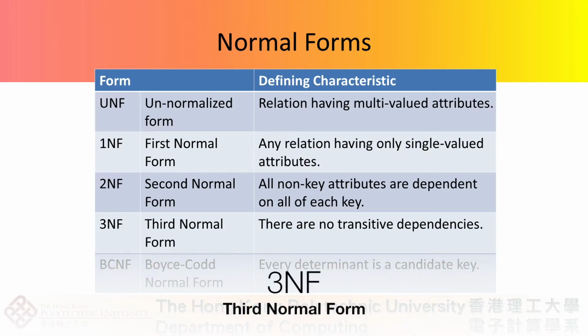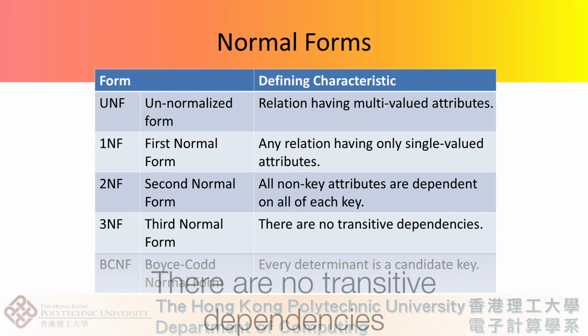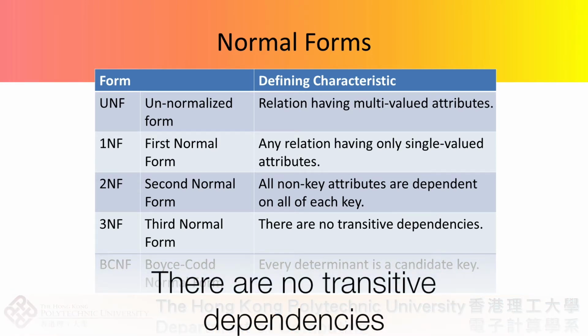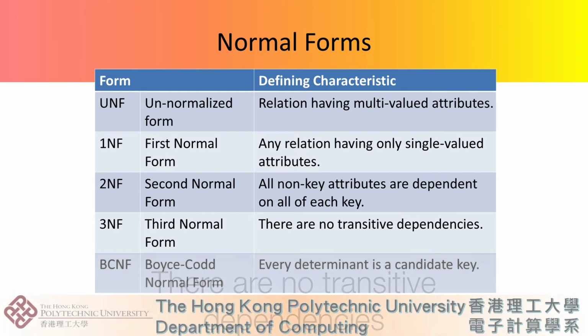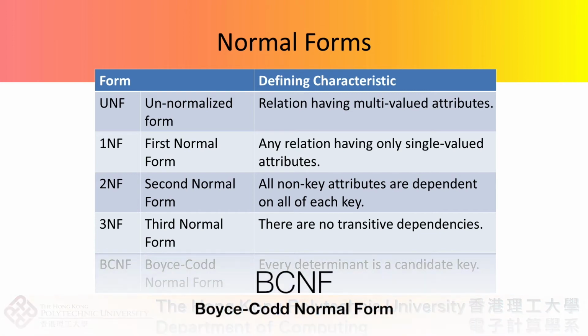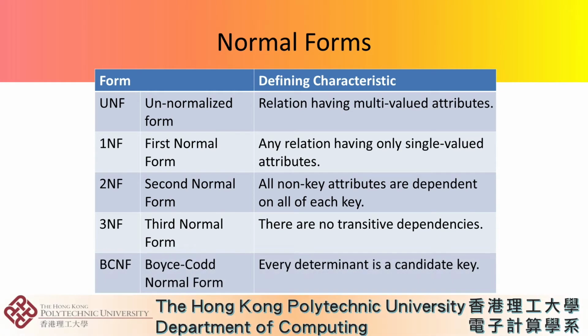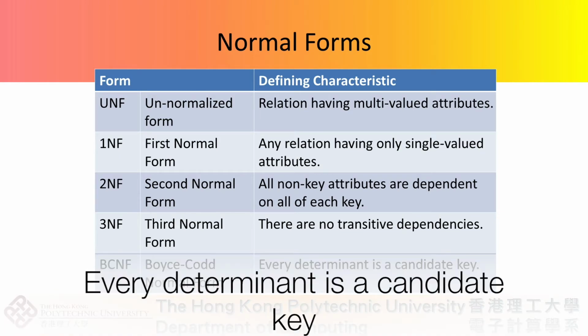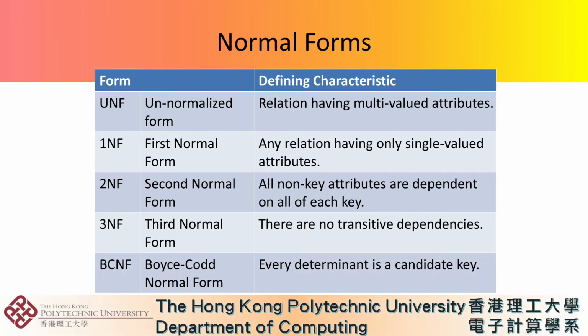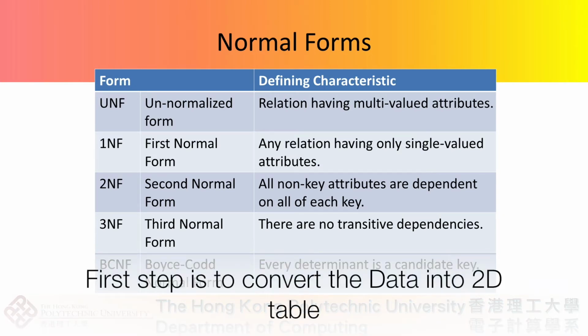3NF stands for third normal form. The characteristic for 3NF is that there are no transitive dependencies. BCNF stands for Boyce-Codd normal form. The characteristic for BCNF is that every determinant is a candidate key. The first step to normalization is to convert the data into a two-dimensional table.